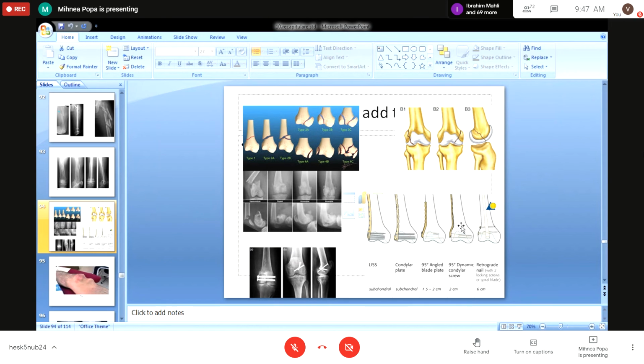And of course, we can use also the DCS, the dynamic condylar screw, as you can see it here. You can use an angle plate blade, as you can see here. We can use retrograde nailing, but not for this type of fracture. And why not the LISS and condylar plates? These are specialized auto-locking plates that help us reduce as well as possible the fractures that we see.